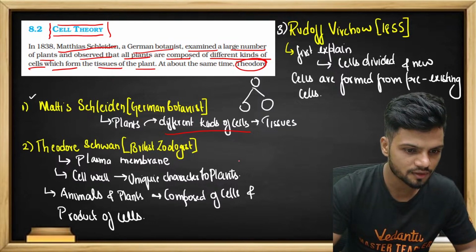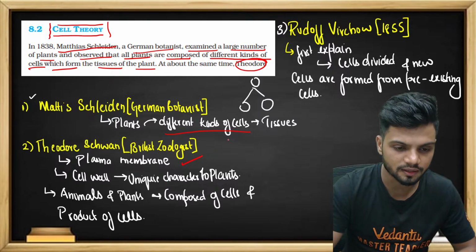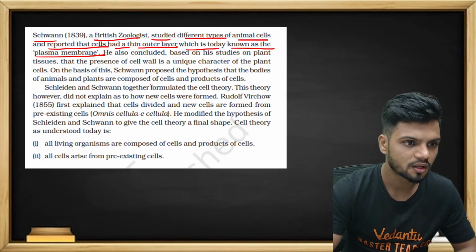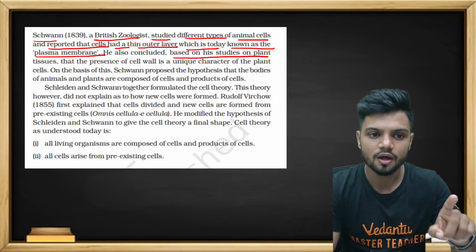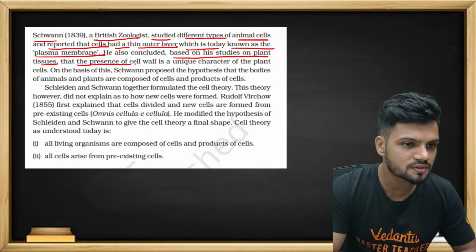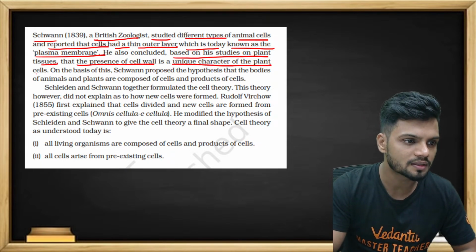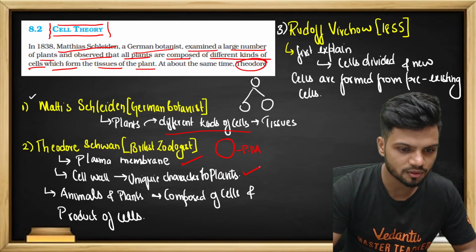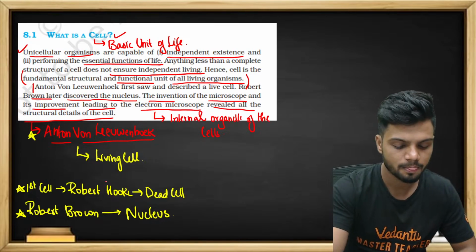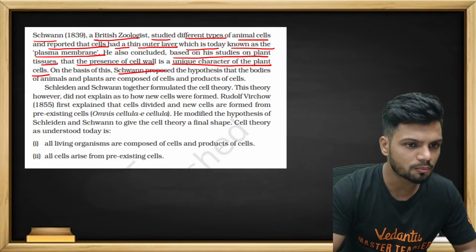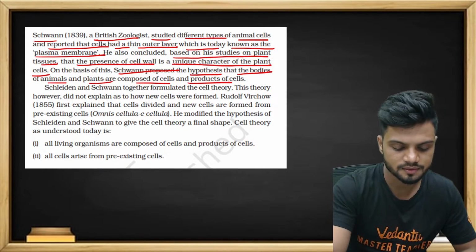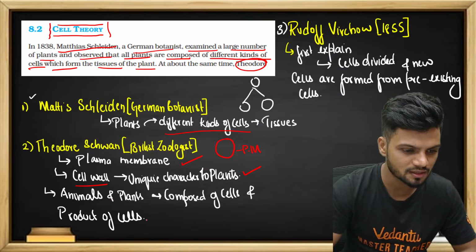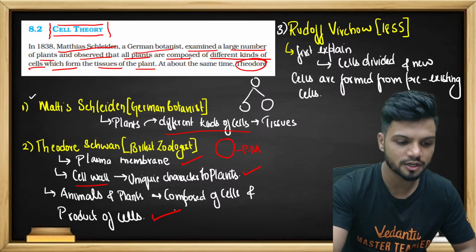See, the first thing was the plasma membrane, a thin outer layer. He also concluded, based on his studies on plant tissues, that the presence of a cell wall is a unique character of the plant cell. On the basis of this, Schwann proposed the hypothesis that the bodies of animals and plants are composed of cells and products of cells. Three main points by Theodor Schwann.